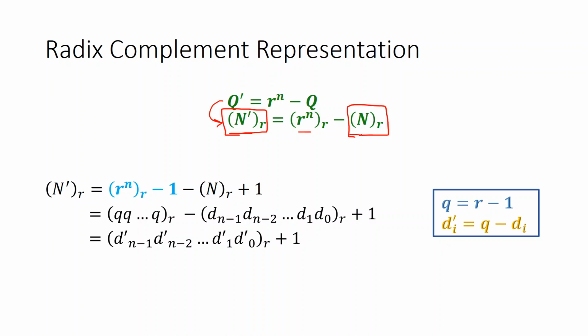Given this number means I am given a string of digits d_{n-1} d_{n-2} d_{n-3} up to d_2 d_1 d_0. I am given this string of digits. This number is nothing but a string of digits of length n, this n. So how am I going to find out this number?